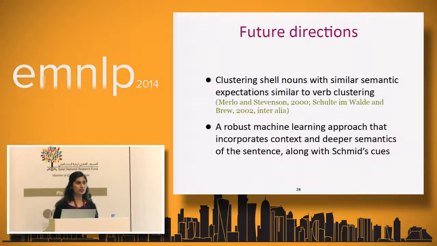Then a number of future directions are planned for this work. An interesting one is clustering. Shell nouns are very much similar to verbs in the sense that they take different numbers of semantic arguments. So clustering shell noun usages with similar semantic expectation, similar to verb clustering, is one future direction. And the other future direction is developing a robust machine learning approach along with this linguistic knowledge from Schmidt's semantic frames. And thank you.